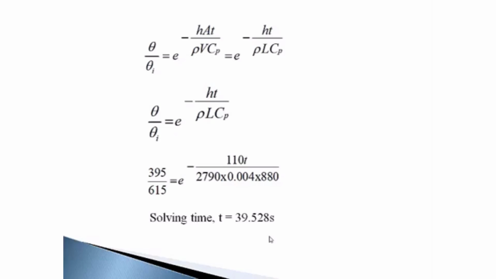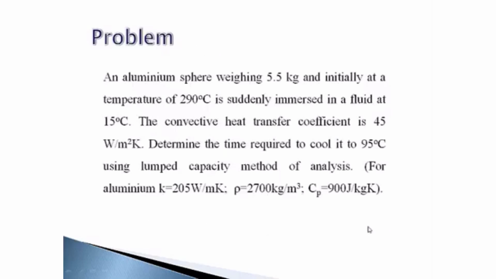That means from 640 degrees centigrade to 420 degrees centigrade, the body takes 39.528 seconds to cool to that 420 degrees centigrade temperature. We will see another example.